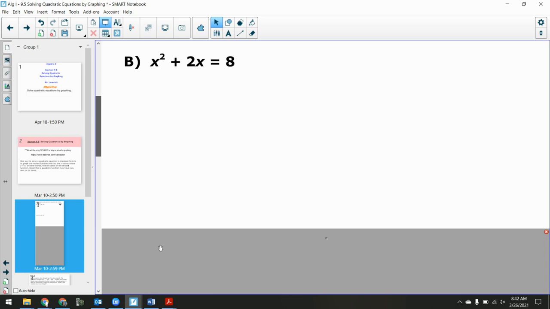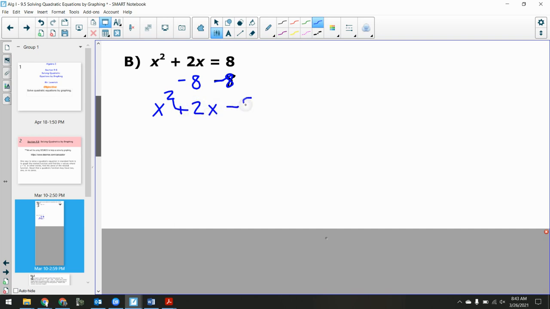Obviously I can't write it out on my screen up here. I guess I could. I know it's going to be a little bit laggy, but that's okay. Subtract 8. Subtract 8. So it's x squared plus 2x minus 8.